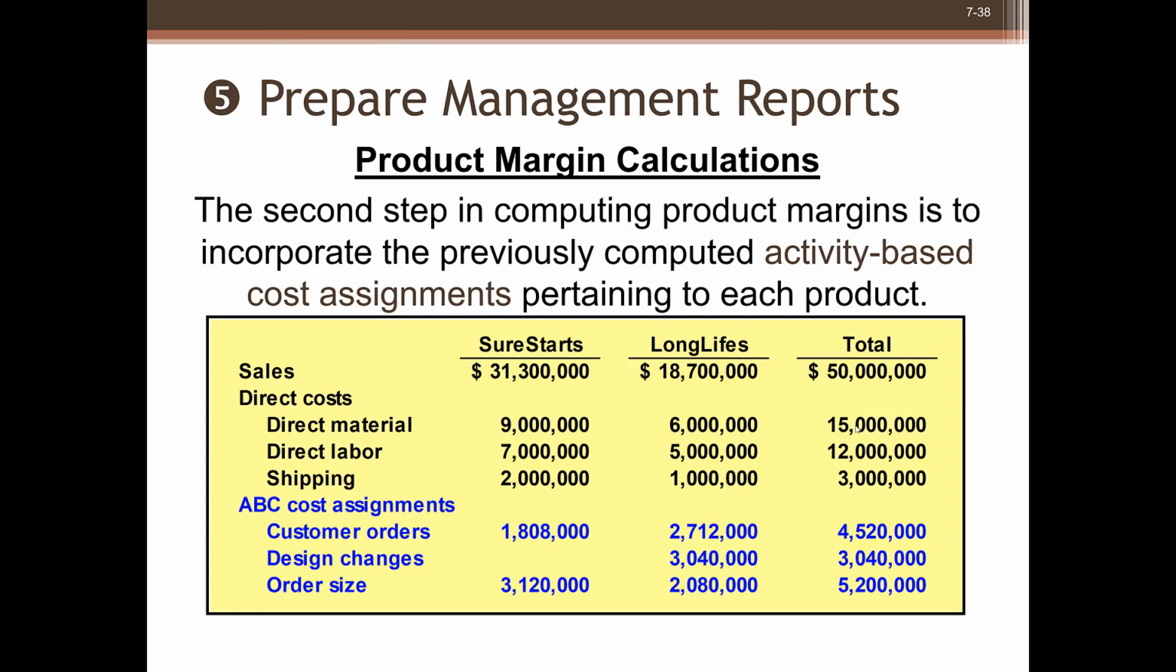The second step is to incorporate previously calculated activity-based cost assignments related to each product. In addition to direct costs, we've already assigned overhead costs to Short Starts and Long Life using the ABC system. And you can see cost assignment from custom orders, design changes, and order size activity cost pools, and we have total here.